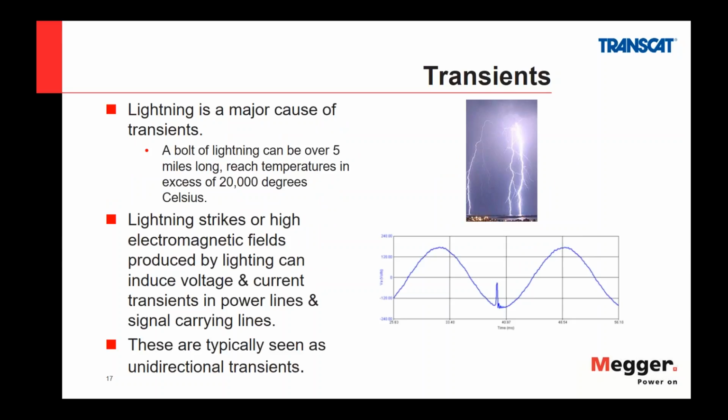Lightning is a major cause of transients because a bolt of lightning can be 5 miles long and reach 20,000 degrees C. Lightning strikes, or the electromagnetic fields they produce, can induce voltage and current transients in the power lines. These are typically seen as unidirectional transients. Although lightning is a major cause of these types of transients, another cause would be equipment switching.